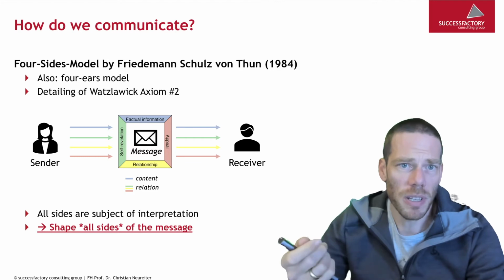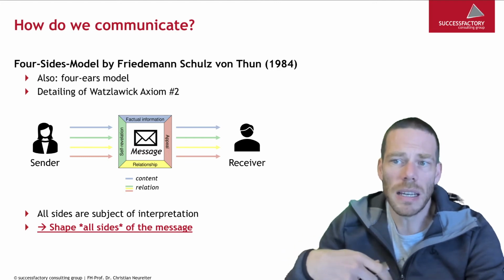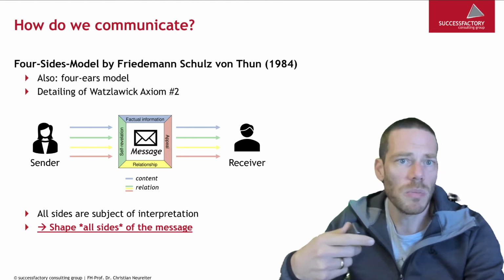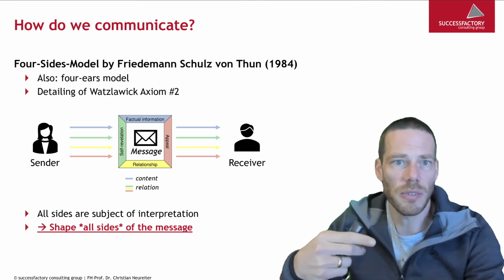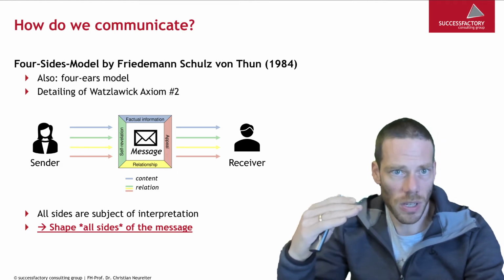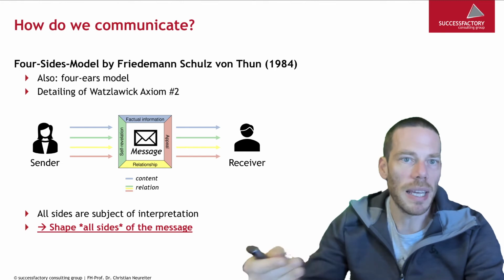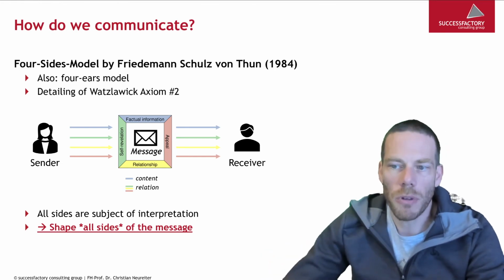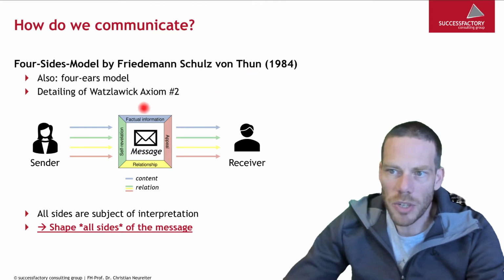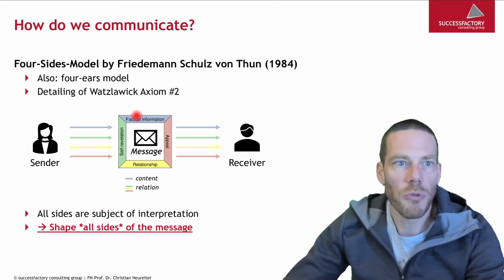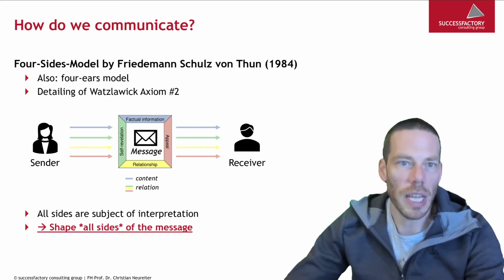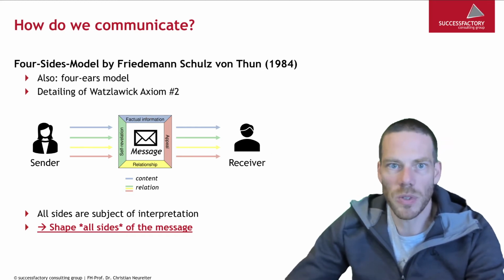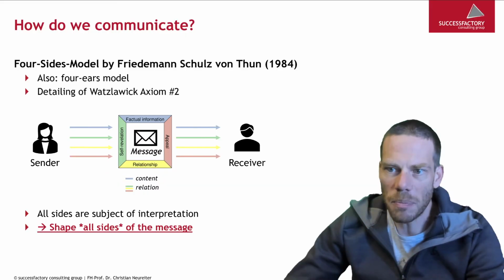And we can interpret this concept as a detailing of Watzlawick's axiom number 2, which again says there is a content layer, content aspect, and a relationship layer, relation aspect. So in fact, this model further refines this axiom and it says, besides the factual information here, we have 3 different relationship aspects that come to surface. I make it a little bit bigger for you.